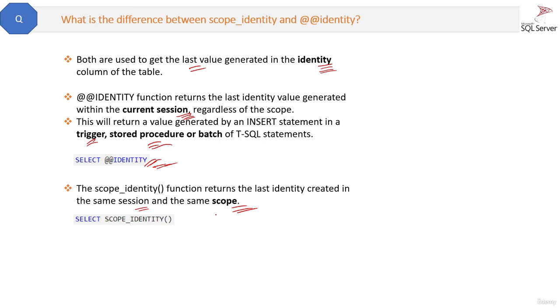Okay, so whether you are inserting from a stored procedure, trigger, or batch, when you select SCOPE_IDENTITY like this, you will get one single value. So therefore SCOPE_IDENTITY is more reliable. Mostly, as I already explained, the SCOPE_IDENTITY function is used inside stored procedures. So that is the answer to this question.